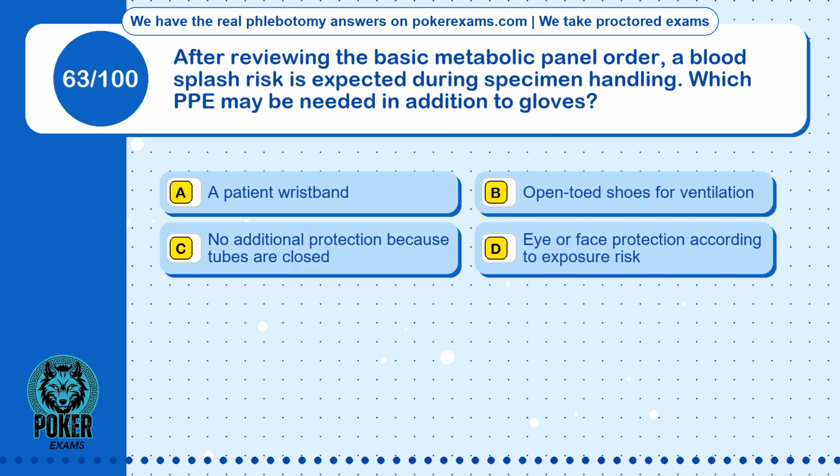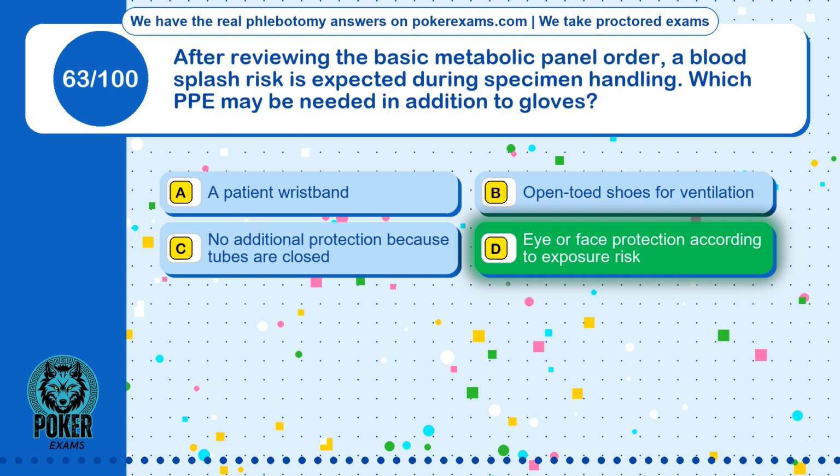Question 63. After reviewing the basic metabolic panel order, a blood splash risk is expected during specimen handling. Which PPE may be needed in addition to gloves? Option A. A patient wristband. Option B. Open-toed shoes for ventilation. Option C. No additional protection because tubes are closed. Option D. Eye or face protection according to exposure risk.